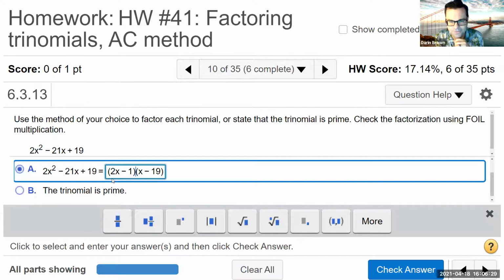If I did it, okay, so let's say you did it this way. This would FOIL out to 2x squared minus 39x, because the 19 times 2 is 38, which does not match. So we try the other way. Let's do 19 here and 1 here. Now it's 2x squared minus 21x plus 19. And again, if neither of those two worked, then I would conclude that this is prime.